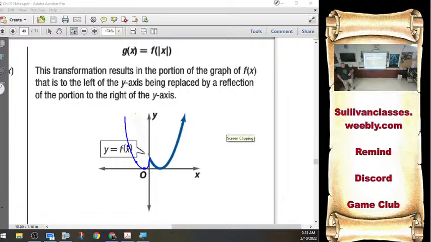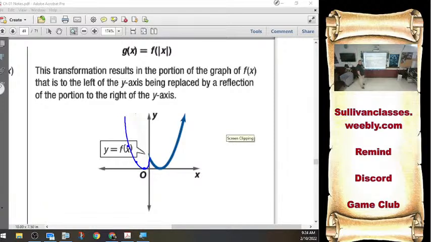Now, those are two different concepts. If I absolute value the whole thing, my bottom stuff comes up top. But if I absolute value just the x, I overwrite the stuff on that side. Okay?